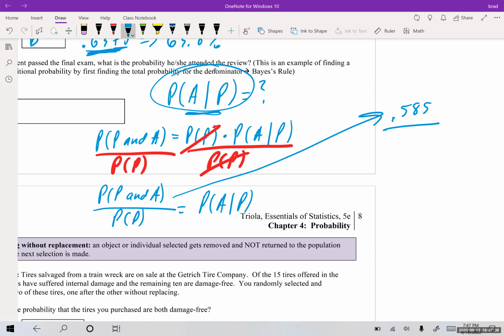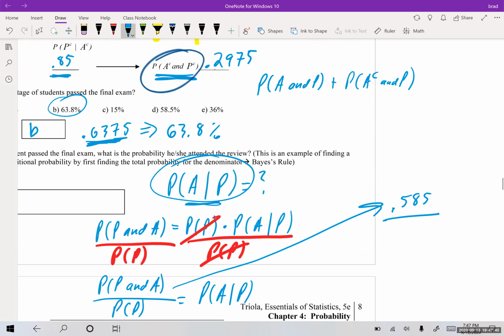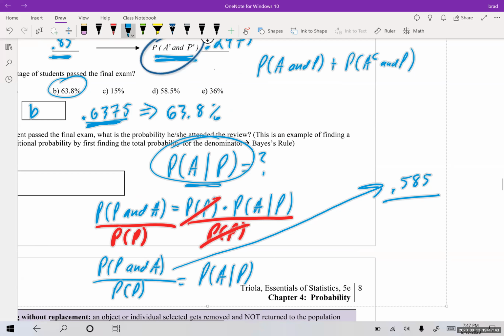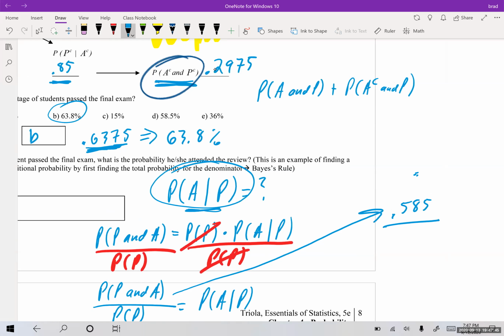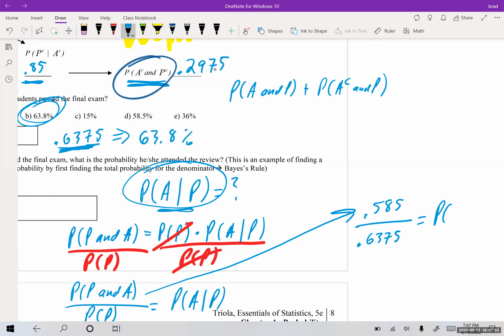Didn't we just find what percentage of students pass, or the probability of passing? That should be 0.6375. Isn't that what we just found in this step? So I'm going to do 0.6375. And that should equal the probability of attending, given that you already know they passed.